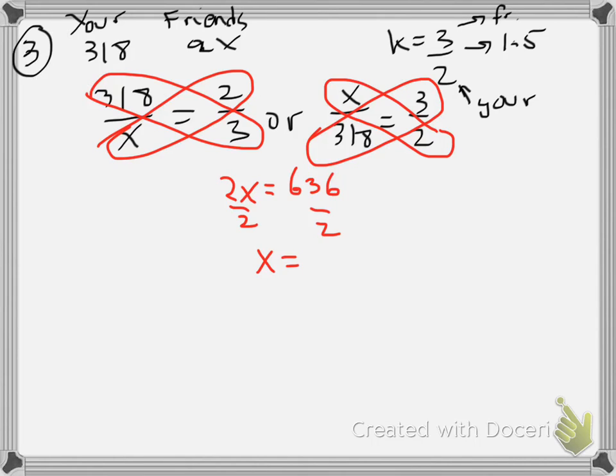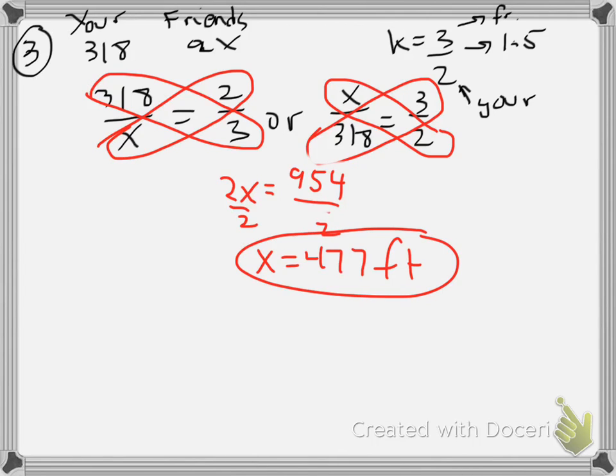Oh, I just did that wrong. It's not 636. Sorry. It's 3 times 318. I did 2 times it. That is 954, and I'm going to divide that by 2. And I get 477 feet of fence. And that would be, ooh, I messed that up.